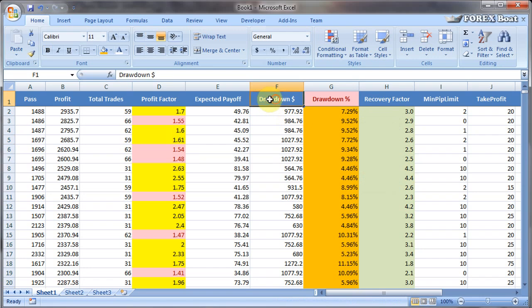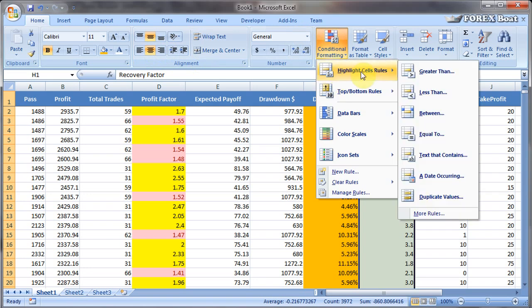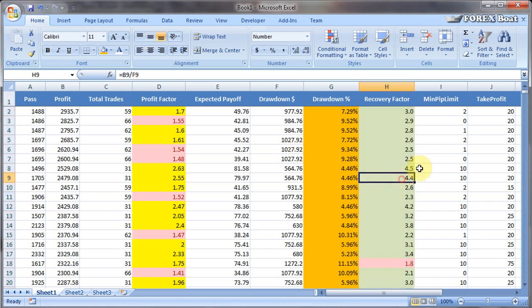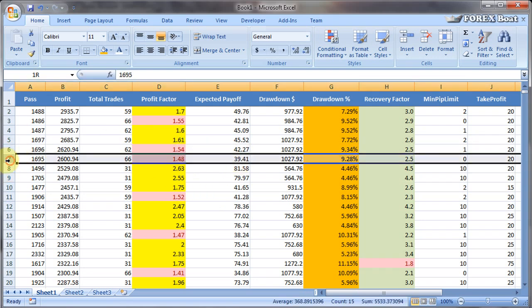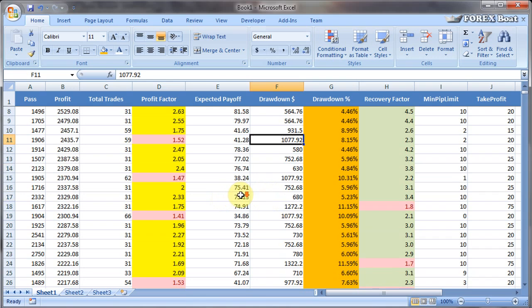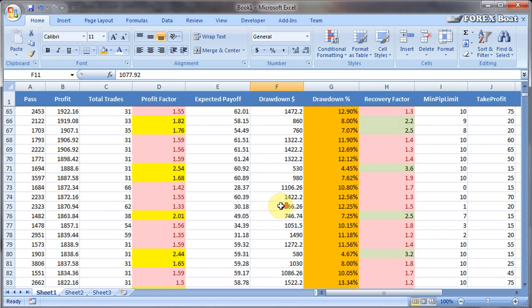I'm just going to copy the format here. And finally, same thing for the recovery factor. Conditional formatting, highlight cells that are less than 2. So if we scroll down, you will see the red cells are the ones that don't fit the criteria, and therefore the associated backtests or sets of parameters representing those backtests should probably not be considered for a demo or especially live real trading.